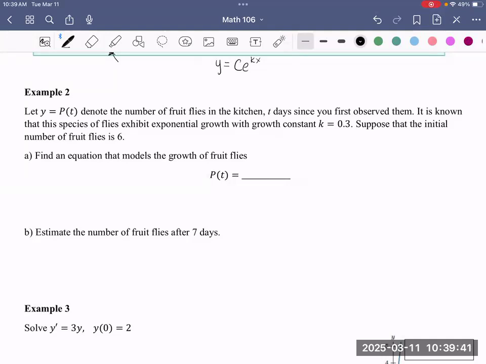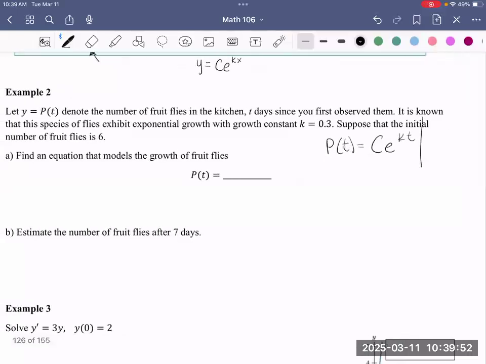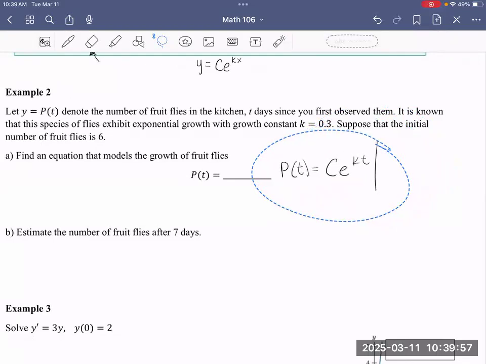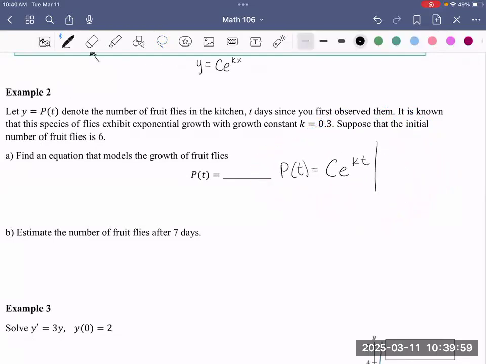So you'll notice here that they didn't give you much context, right? But we do know p of t is equal to c e to the kt. Or you could say, and maybe I move this over just slightly, that p of t is equal to p naught e to the kt as well. So they're saying that your p naught, your initial, how many did we start with?